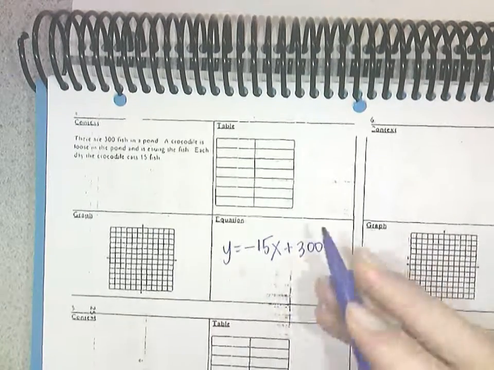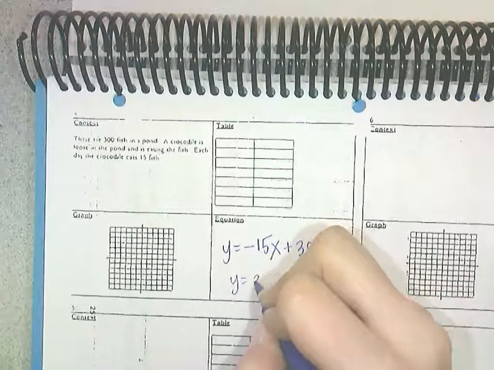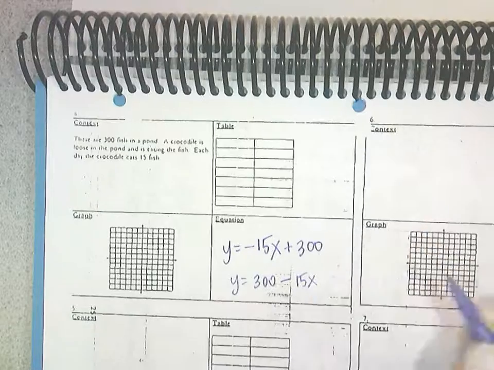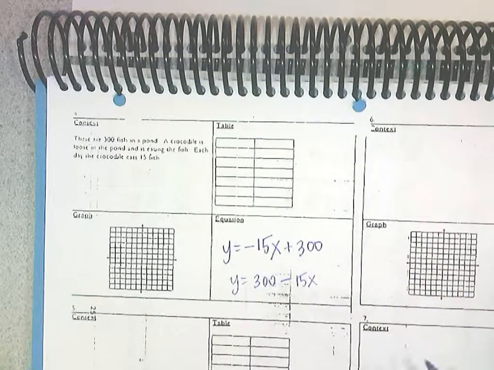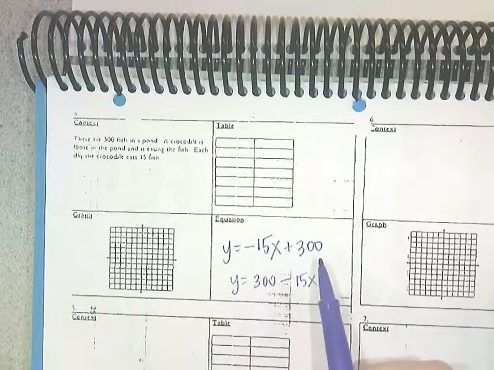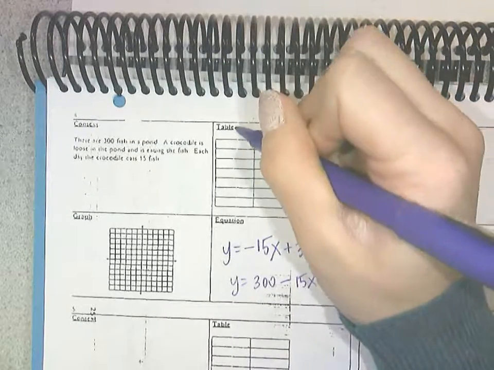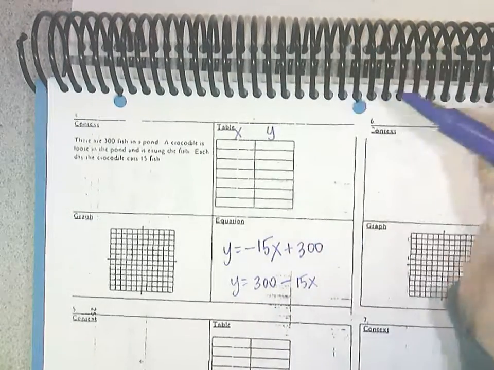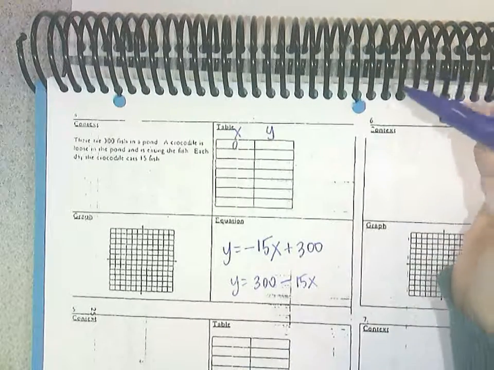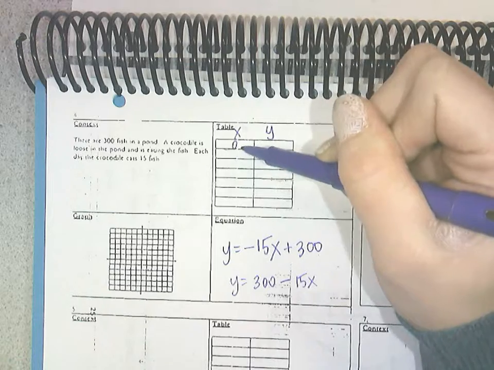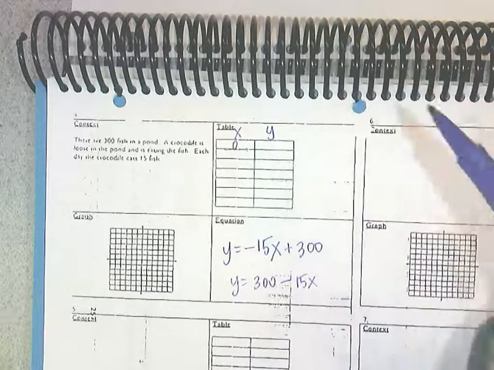You could even write these the other way if that made more sense, that we started with 300 fish and then we took away 15 fish each day. These two equations mean the same thing, but we're more used to seeing the slope first in front of the y-intercept when we graph. So from here, we can start and make our table of values, x and y. x would always start with 0. And then the y value: if 0 days have passed, how many fish would we have here?